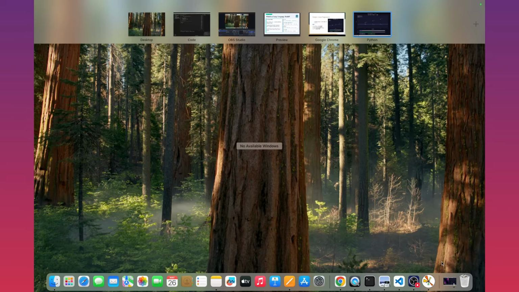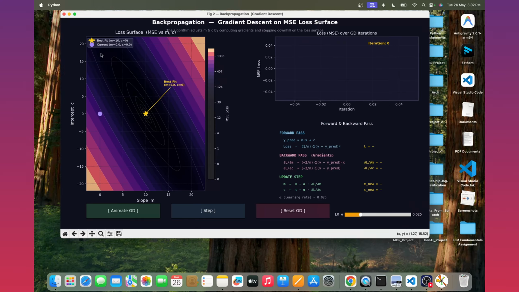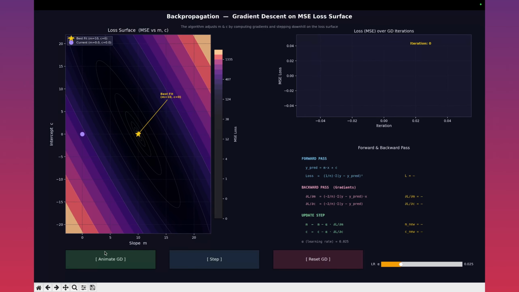So let me show you one more chart. You see we have multiple values of m over here and multiple values of c over here, and let's consider this point where we are starting with m as 0 and c as 0. All right, now for m and c value of 0, we will get our prediction y equals mx plus c. So this is the equation, and this is also called the forward pass.